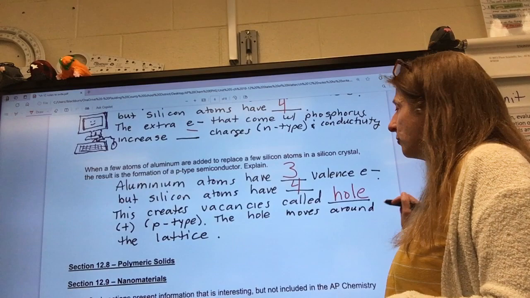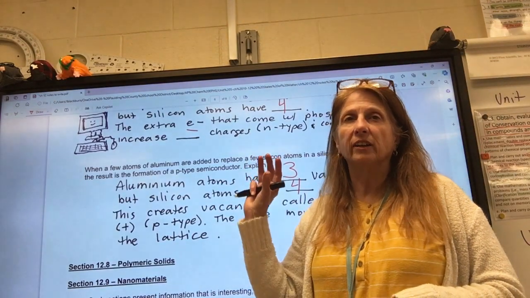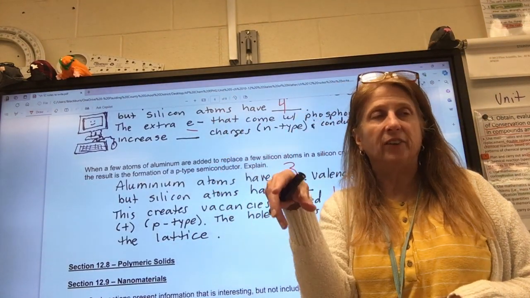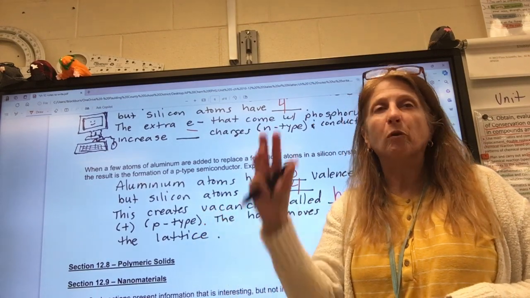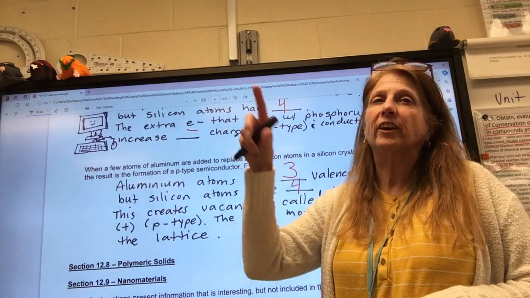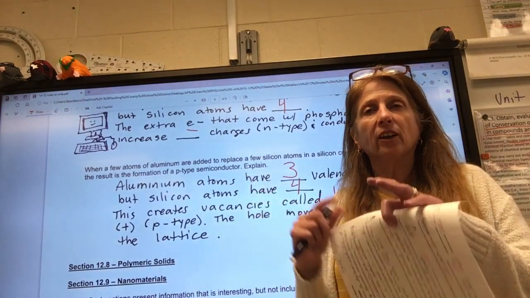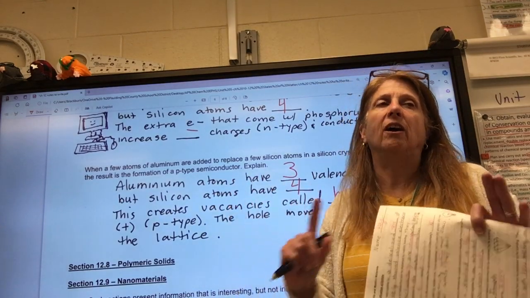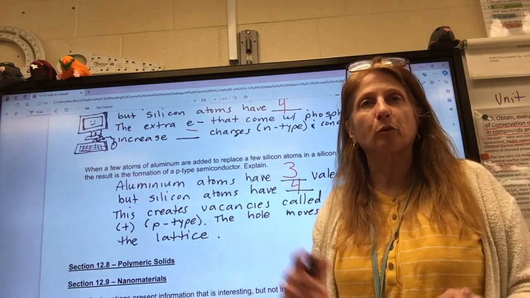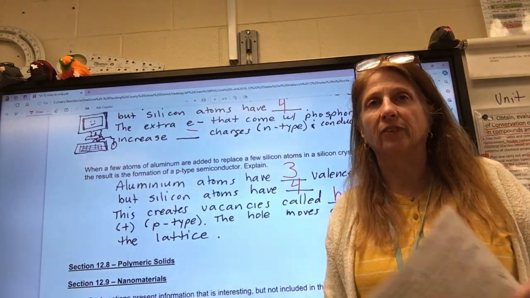And the hole can move around the lattice because an electron can jump in the hole and then it's filled and it's not a hole anymore. But wherever the electron jumped out of, it left a hole behind. So they can use this to turn on and off the electricity, and now we have computers as a result, and cell phones and everything else.